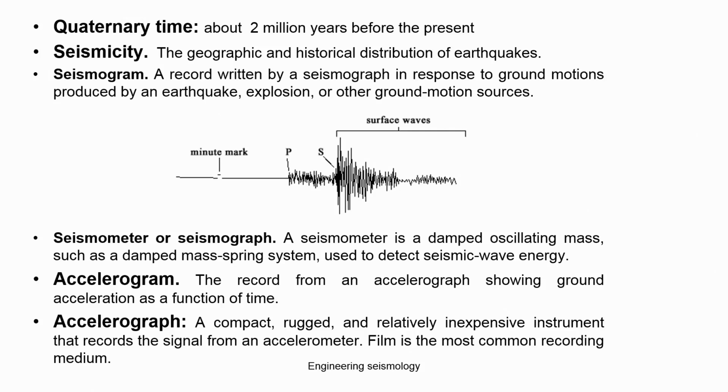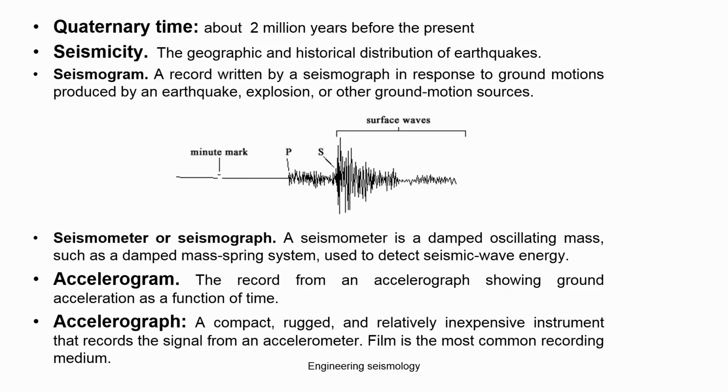The seismogram is the record written by the seismograph, the response of the ground motion produced by an earthquake, explosion or any other ground motion source. So a seismogram is actually a plot, while the graph is the instrument. You should not get confused between graph and gram. Gram means the data recorded by the seismograph. The seismometer or seismograph is the instrument.